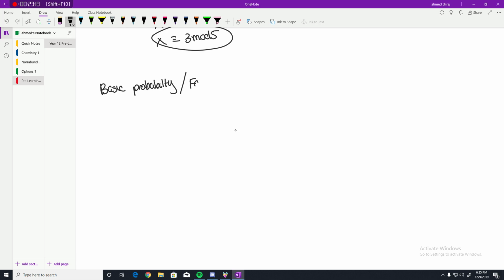And factorials. Okay, so basic probability and factorials, right? So let's start off with some basic probability. So over here, we have tree diagrams. So who remembers what a tree diagram is?